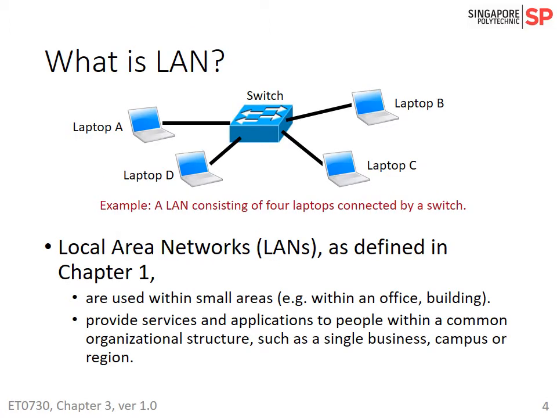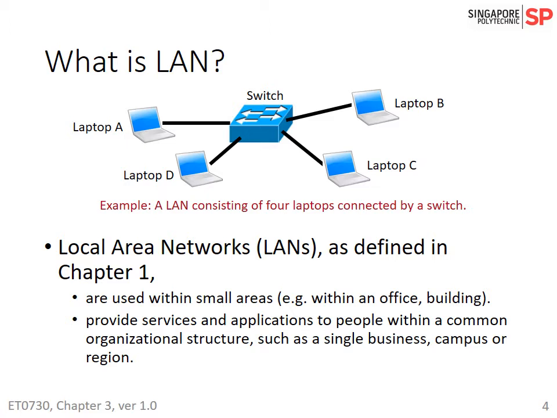Okay, what is a local area network? In chapter 1, we defined LANs as networks used in a small area, for example within a building, within an office, and even within your home. Your home itself is a small local area network. So your phones, your laptops, your iPads, your sister's or brother's phones are all connected to the home Wi-Fi, which provides this local area network. And all of you are connected to the same local area network.